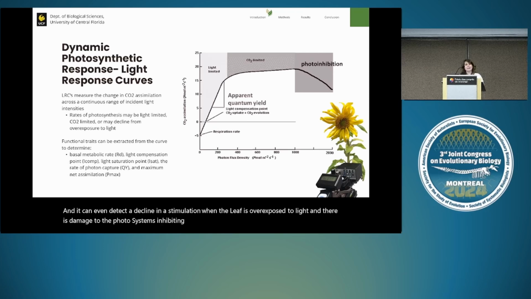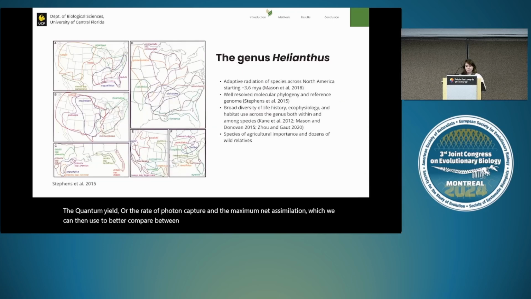Now, once we've established this function-valued trait, we can extract functional traits from this response: the basal metabolic rate, or the dark respiration, light compensation point, light saturation point, the quantum yield, or the rate of photon capture, and the maximum net assimilation, which we can then use to better compare between species.